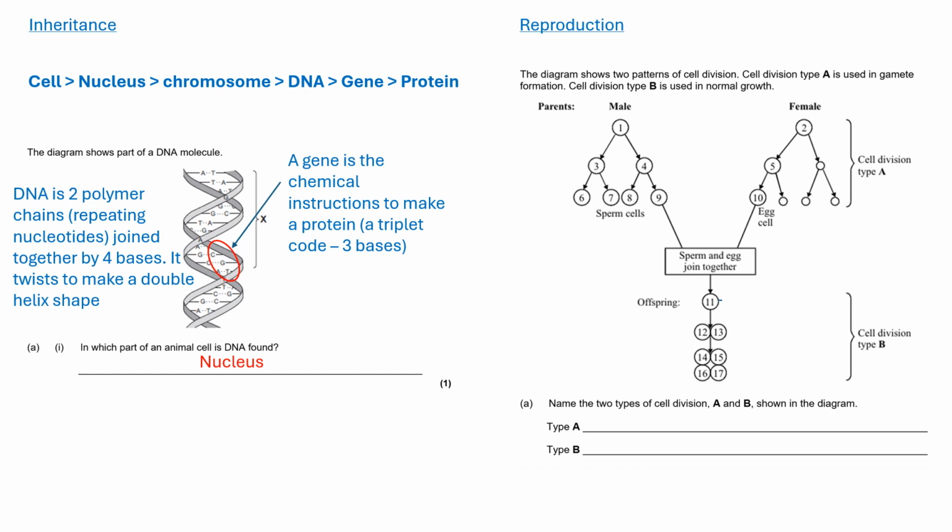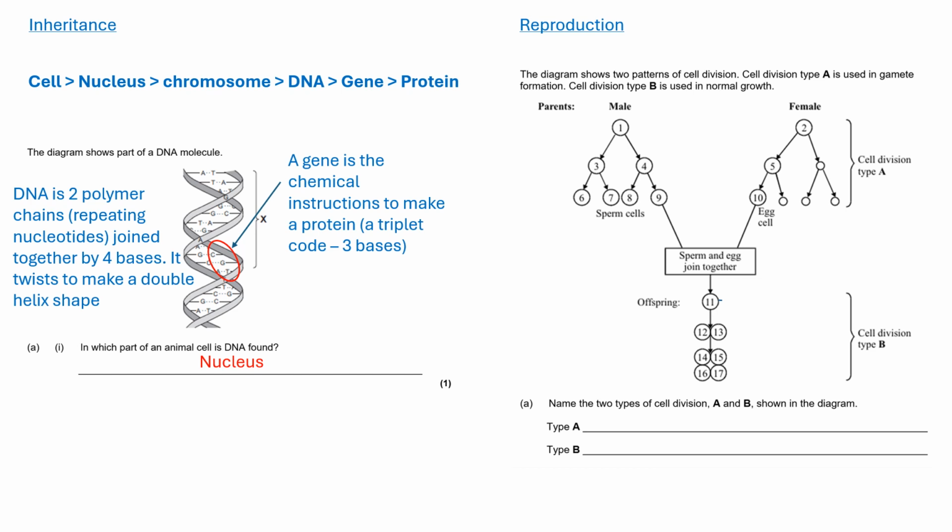These cells are diploid and have 23 pairs of chromosomes. We also have meiosis, which takes place in the gametes and produces 4 genetically different cells, and they are haploid. They only have 23 chromosomes because during fertilization, when the egg and the sperm fuse, the full number of 23 pairs is restored. This question tells you specifically that the diagram shows 2 patterns of cell division.